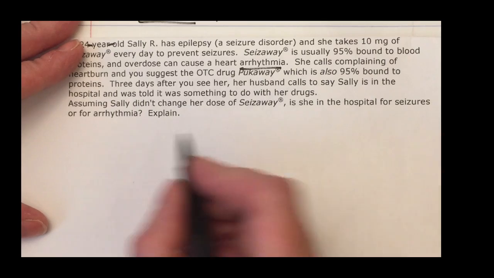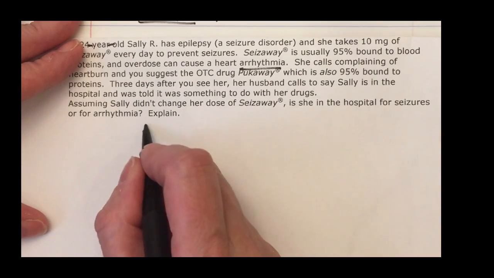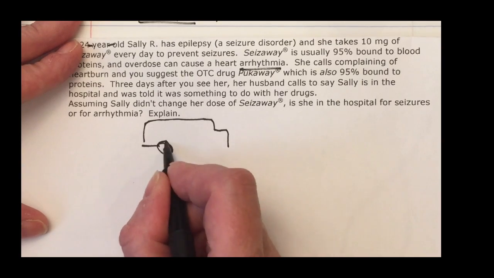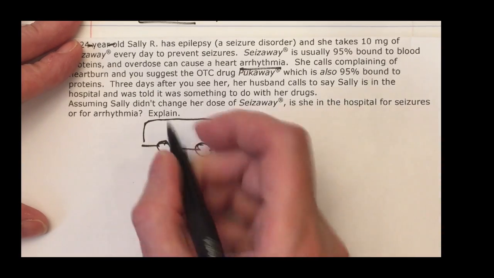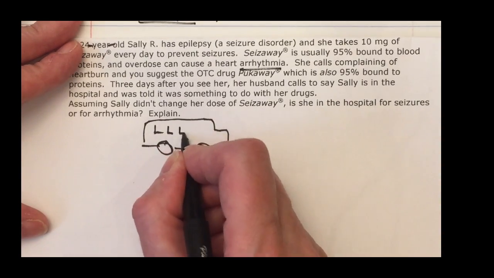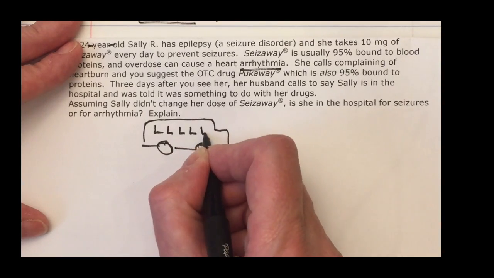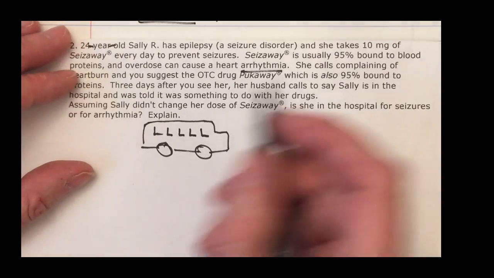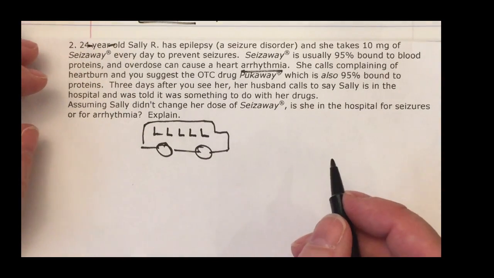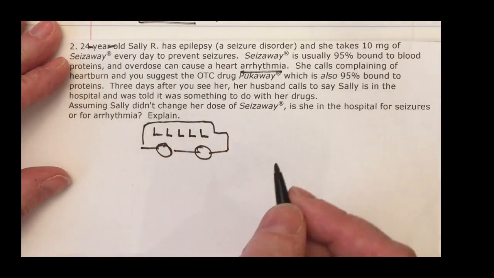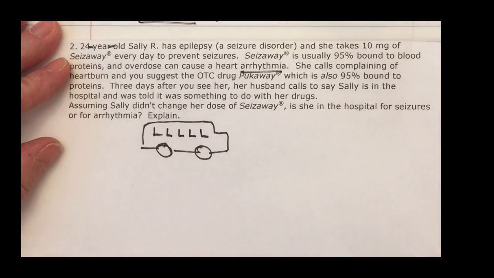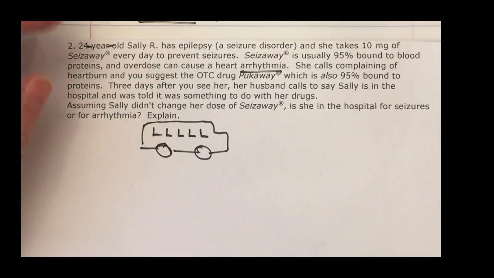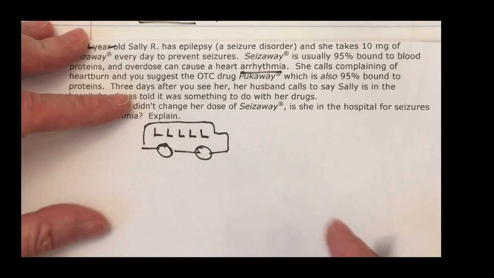Okay, so here's albumin, the albumin bus. I'm not great at drawing buses, but here we go. Here's a bus. Let's say the bus has, I don't know, five seats in it. So when this patient was taking the Seizaway, a certain percentage of the drug was binding the bus.